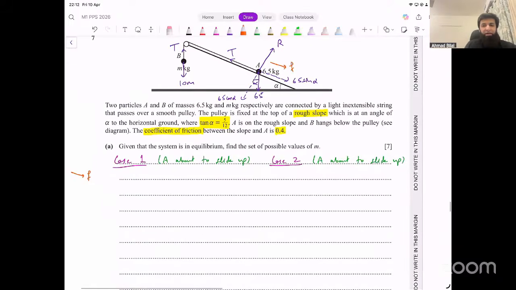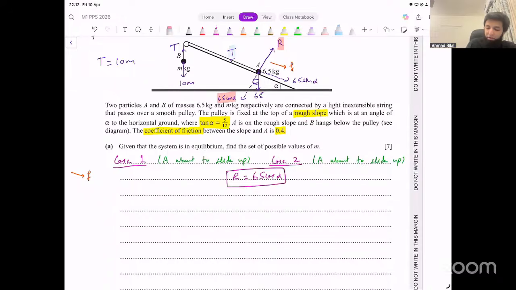Now, it's limiting equilibrium. So F is equal to mu R, just equate opposite forces. For B, you can say T equals 10m, from when you equate opposite forces for B. So T is equal to 10m, that's not changing in both of those cases. And we can also say for A, R is going to equal 65 cos alpha, that's also not changing. So that will be common to both of them.